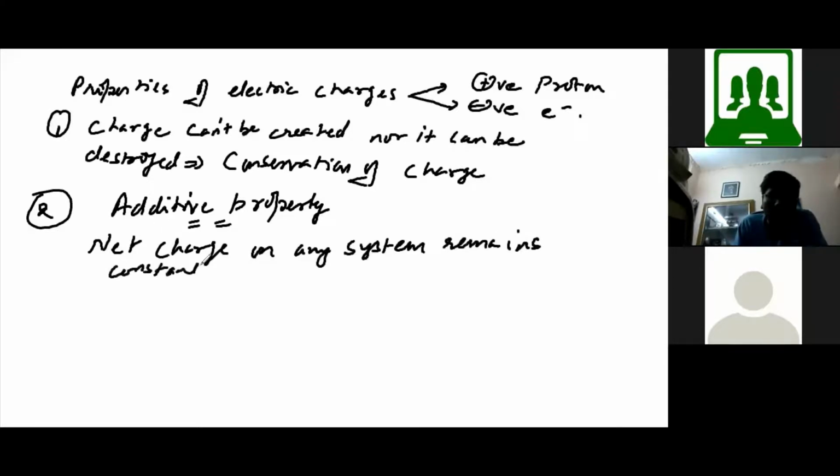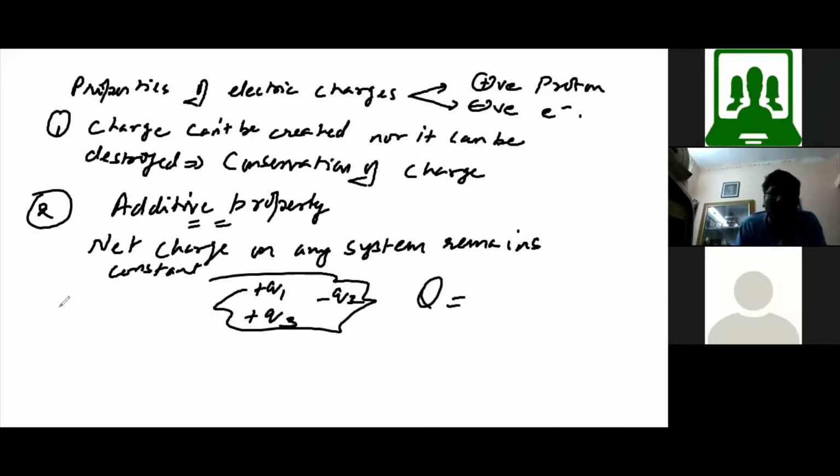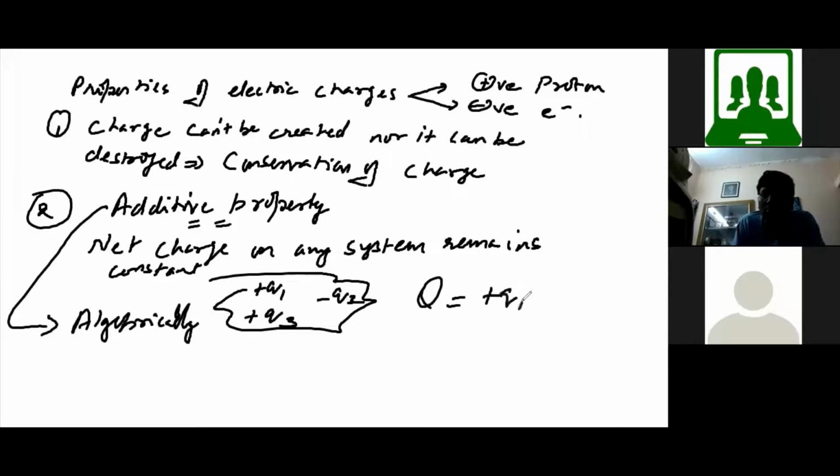Suppose this is a system. There are many charges: plus Q1, minus Q2, plus Q3. What is the net charge on the system? The additive property says that we have to add charges algebraically. If it is constant, then you just add them algebraically. What is the meaning of algebraic sum? You have to include the sign also. That is plus Q1, then minus Q2, then plus Q3. This is the answer.